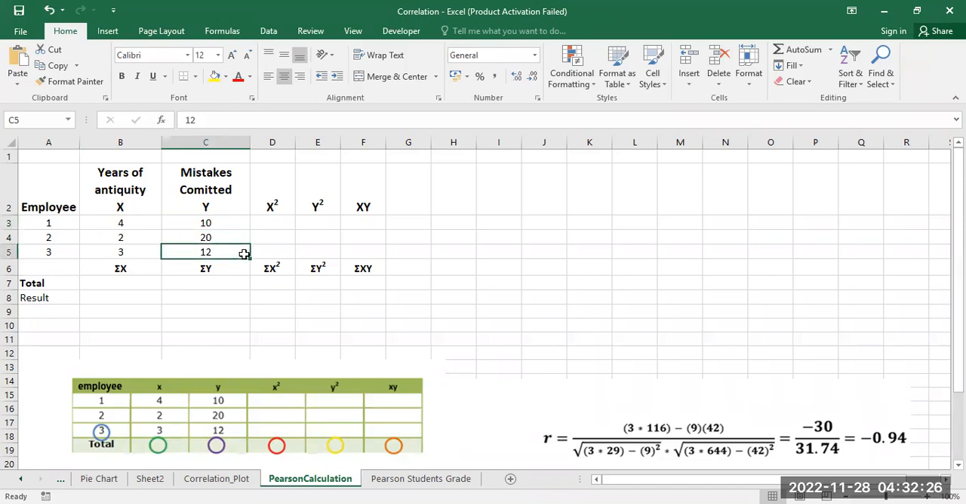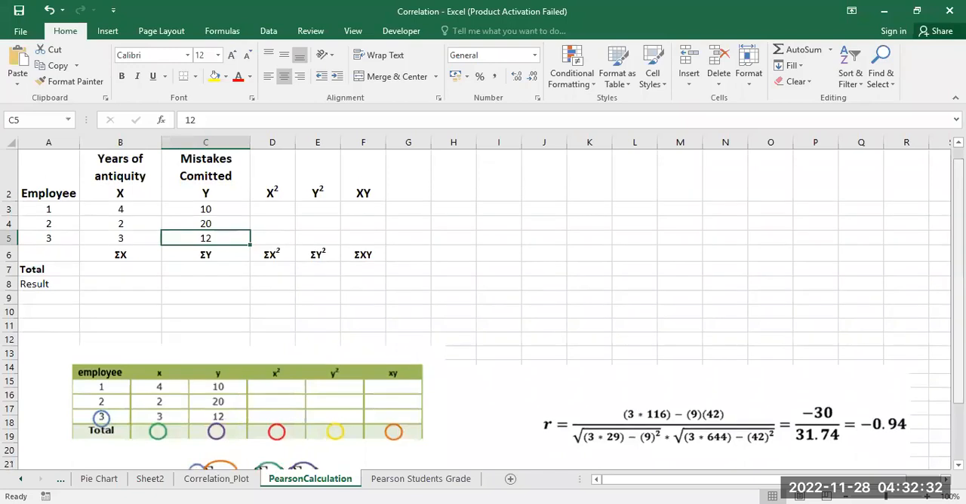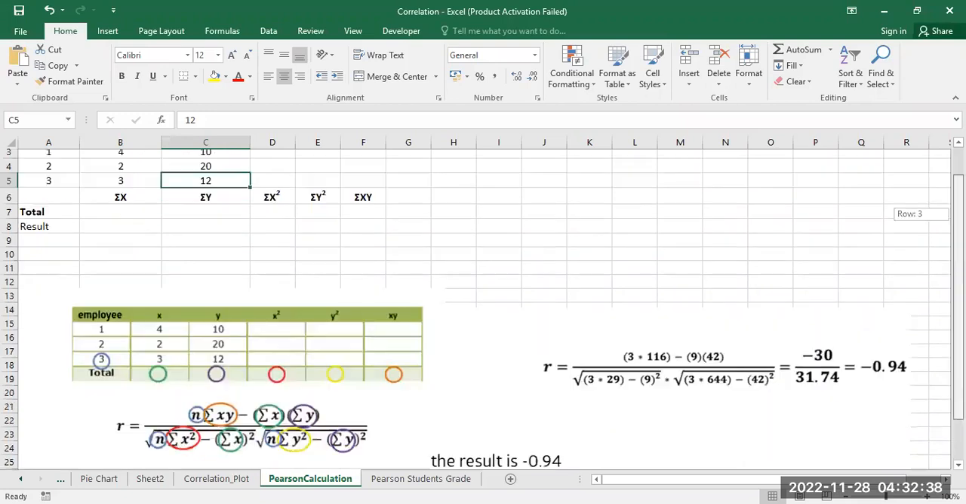And then we want to see how we can calculate if there is a correlation or a relationship between the number of mistakes committed vis-a-vis the number of years spent at the company.